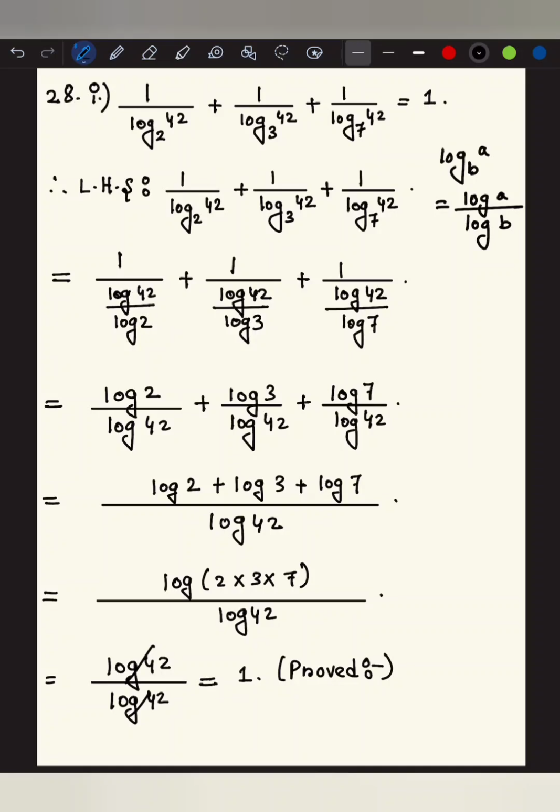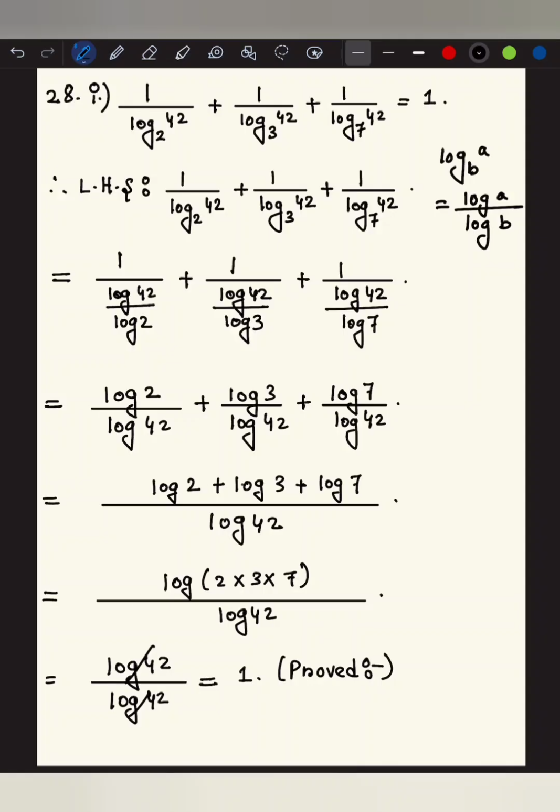So 1 by log 42 by log 2, this becomes reciprocal. So it is log 2 by log 42 plus, similarly, log 3 by log 42, similarly log 7 by log 42, which is equal to, since the denominator is the same, the numerators just get added up. So this is equal to log 2 plus log 3 plus log 7 whole divided by log 42.